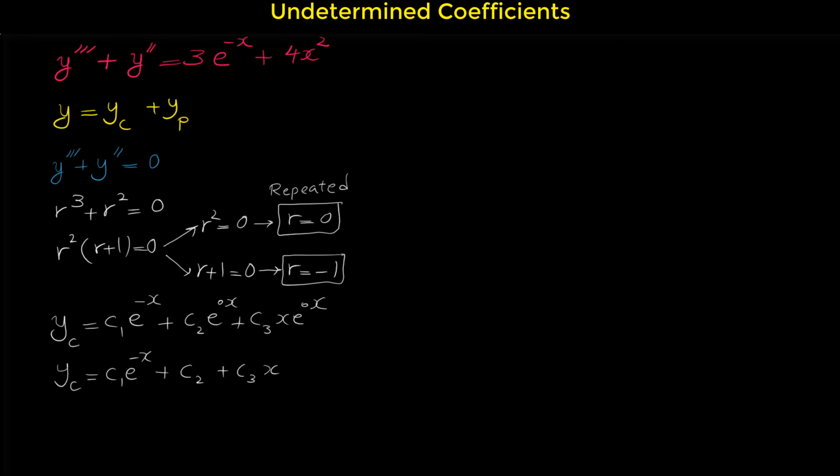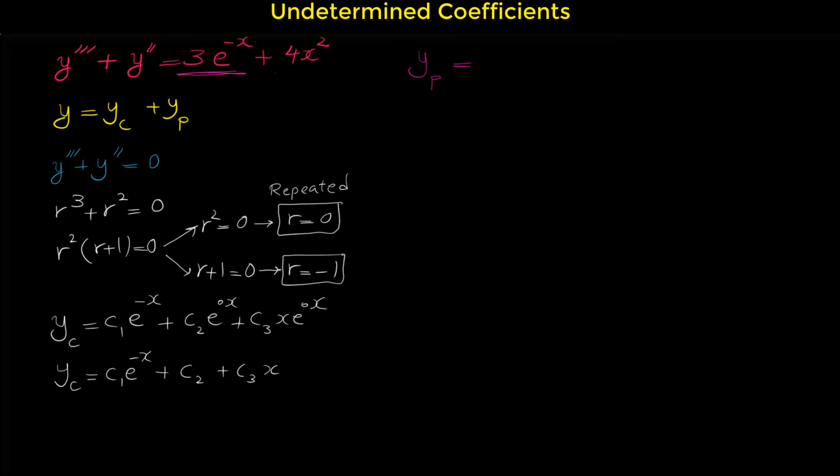Note that in this differential equation, the function on the right side has two parts: 3e to the negative x, which is an exponential function, and 4x to the 2, which is a polynomial of degree 2. So we have two parts which we have to consider separately for writing the particular solution.